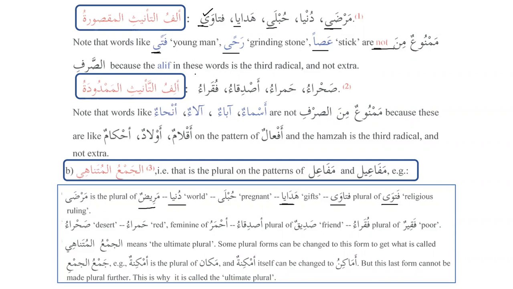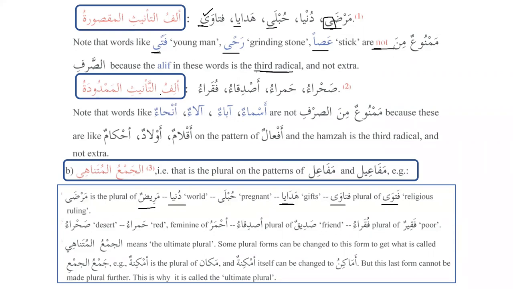And here we can see that alif in these words is the third radical, and it's not an extra alif. So we will say fa, ta, and alif. These are the root letters. Whereas here, when we say marda, we will say that this alif maqsura is extra. So the root letters are mim, ra, and dad, and alif maqsura is extra.